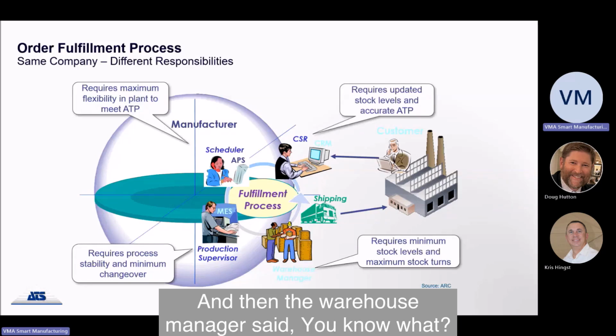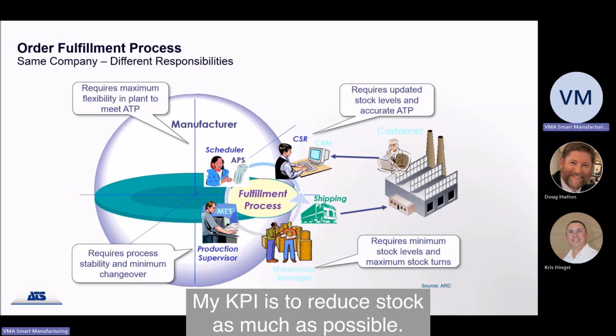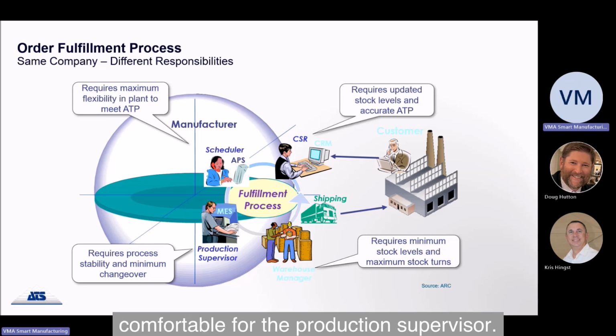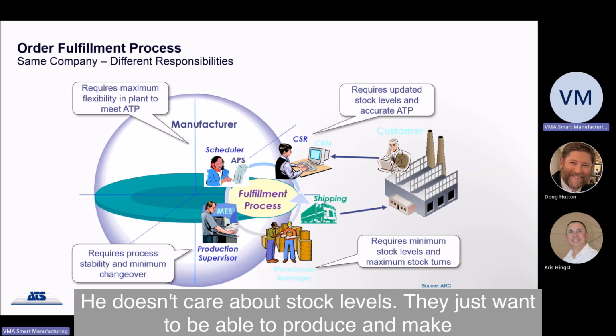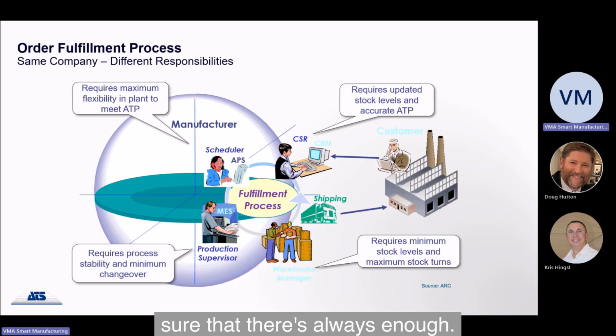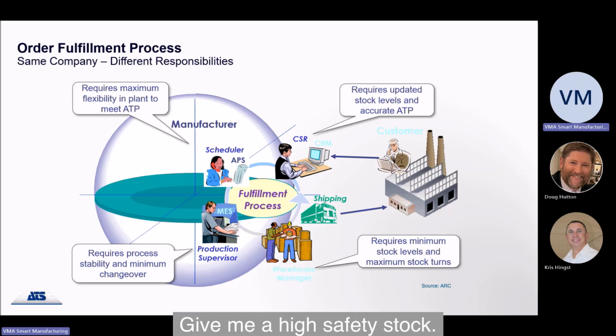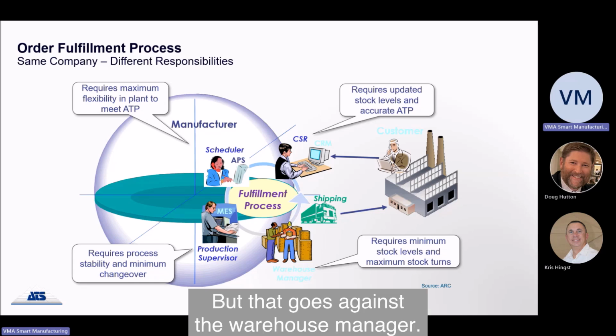And then the warehouse manager says, you know what, my KPI is to reduce stock as much as possible. However, that might not be very comfortable for the production supervisor. He doesn't care about stock levels. They just want to be able to produce and make sure that there's always enough. So if it was up to the production supervisor, they would say, give me a high safety stock. But that goes against the warehouse manager.